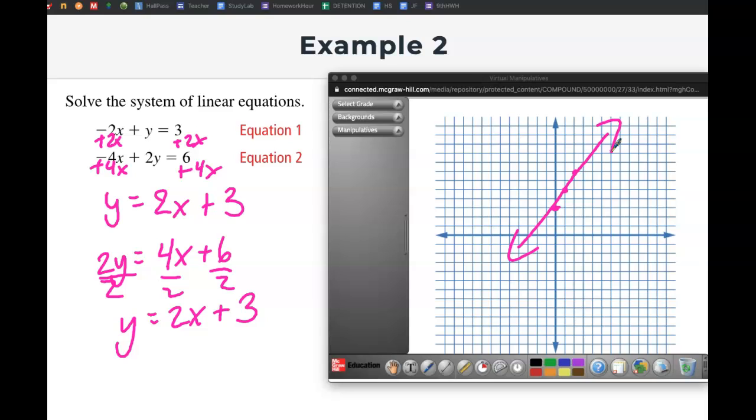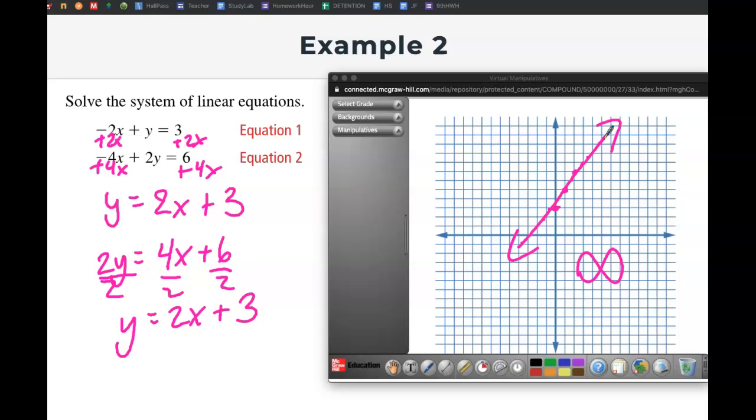Y equals 2x plus 3. Yes, but what is the system of equations answer? Infinity. The answer is infinity because all of these points are where the lines intersect each other, right? So there are infinitely many solutions.